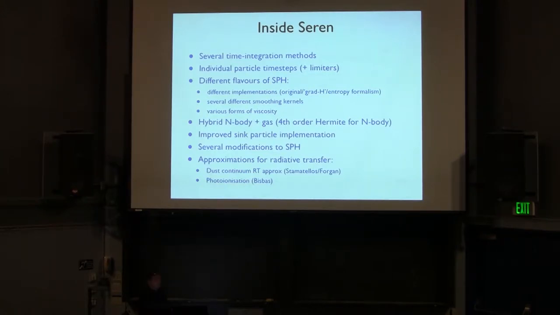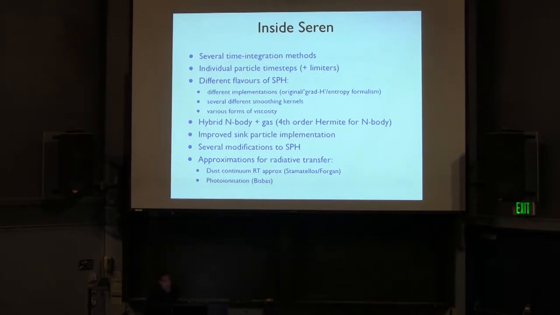It also has several different smoothing kernels. I think Tom Quinn mentioned a few of these last week. It has a whole range of them. You can play with them, and it's very modular in that sense. And it has various forms of viscosity. Again, you heard a bit about viscosity last week. I think there's only two types of viscosity in there at the moment. You can also play with putting more in as well if you want to.